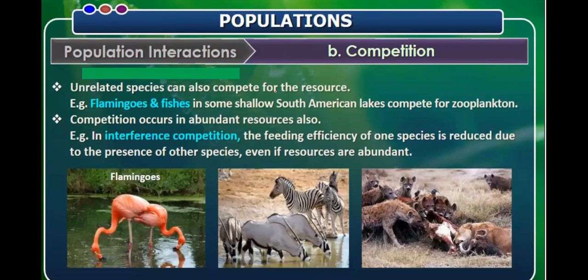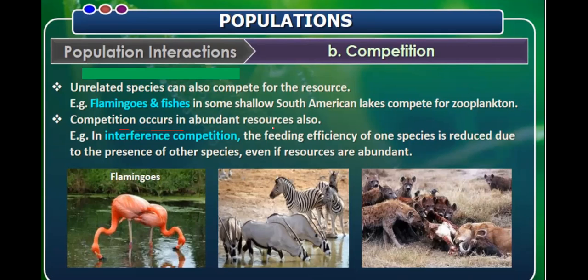Unrelated species can also compete for resources, like flamingos and fishes in some shallow South American lakes competing for zooplankton. Zooplanktons are eaten by flamingos as well as fishes. So what do they compete for? Zooplankton. Both of them compete for zooplankton.